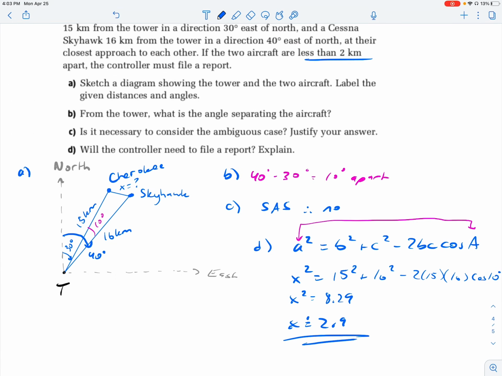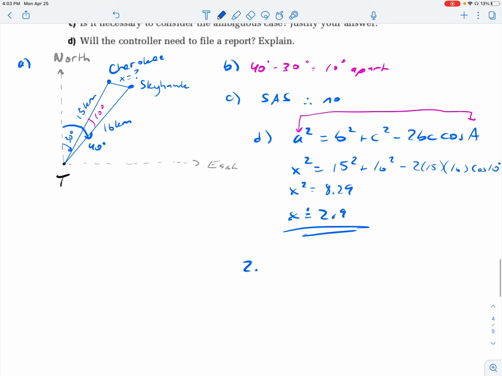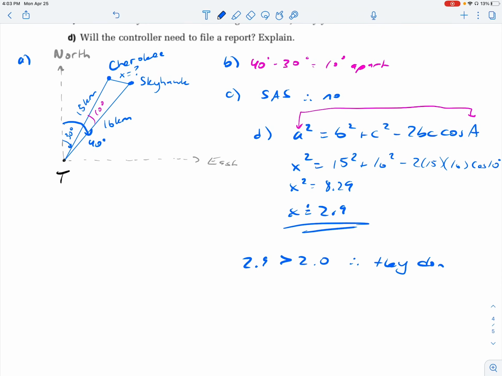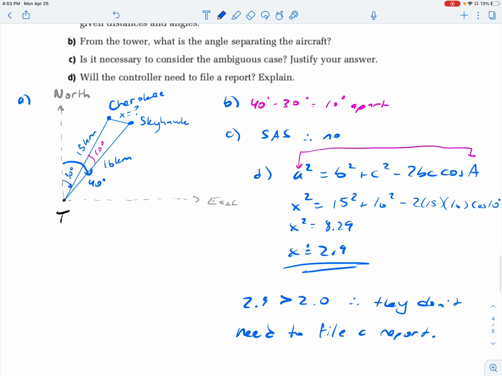So 2.9 is greater than 2. Therefore, they don't need to file a report. If they would have been any closer than 2, they would have needed to.